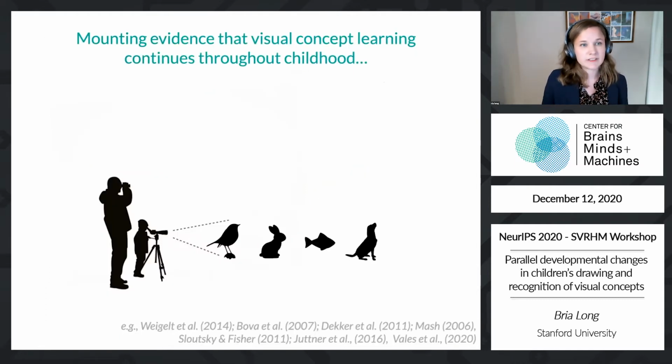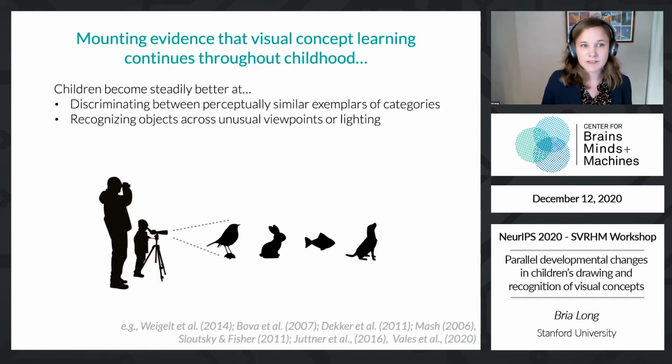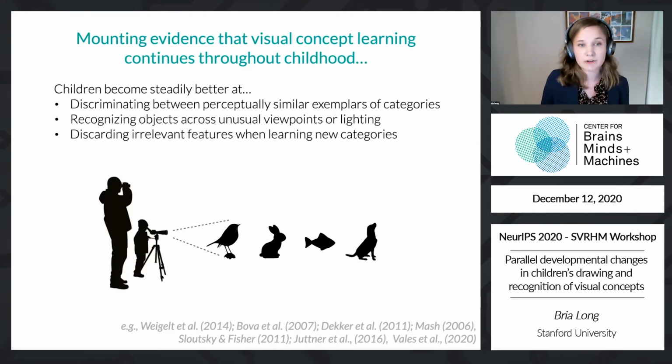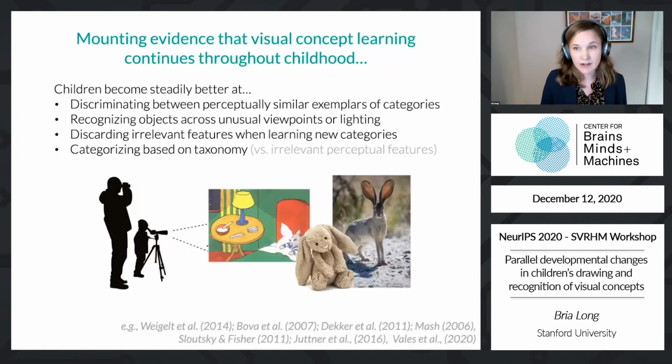Joining a long literature now suggesting that there's mounting evidence that visual concept learning continues well throughout childhood. In fact, children become steadily better throughout childhood at discriminating between perceptually similar exemplars, such as faces or houses, even at recognizing objects across unusual viewpoints or lighting, at discarding irrelevant features when trying to learn new categories, and making explicit categorizations based on taxonomy versus irrelevant perceptual features. And we know that these abilities mature rather gradually as children experience both real life and depicted versions of various different categories in the world around them.